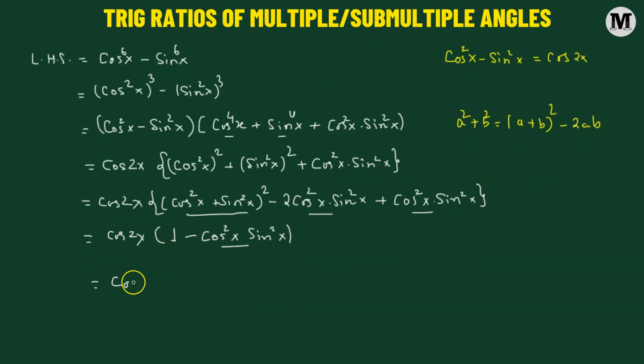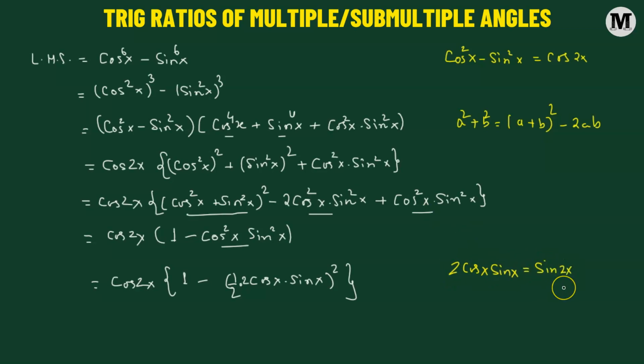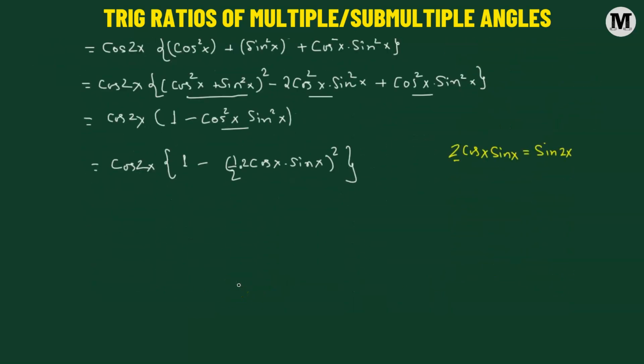So here we have cosine of 2x whole multiplied to 1 minus cosine of x times sine of x whole squared. Now what we can do here, we're going to multiply by 2 and we are going to divide by 2 as well. The reason why we're doing this, because now we have a standard form 2 times cosine of x times sine of x. So that's given by sine of 2x. We had the factor 2 missing, so that's why we multiplied and divided by 2.